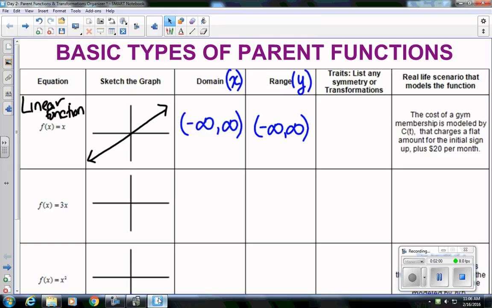Next, we want to look at any symmetry that this graph has. So if we take a look at this, there is no symmetry on the x-axis or the y-axis, but it does have symmetry about the origin, meaning that if I take this point over here, which is (2, 2), and I reflect it through the origin, if you remember from geometry, the point over here, (-2, -2), is also on the graph. So this has symmetry about the origin.